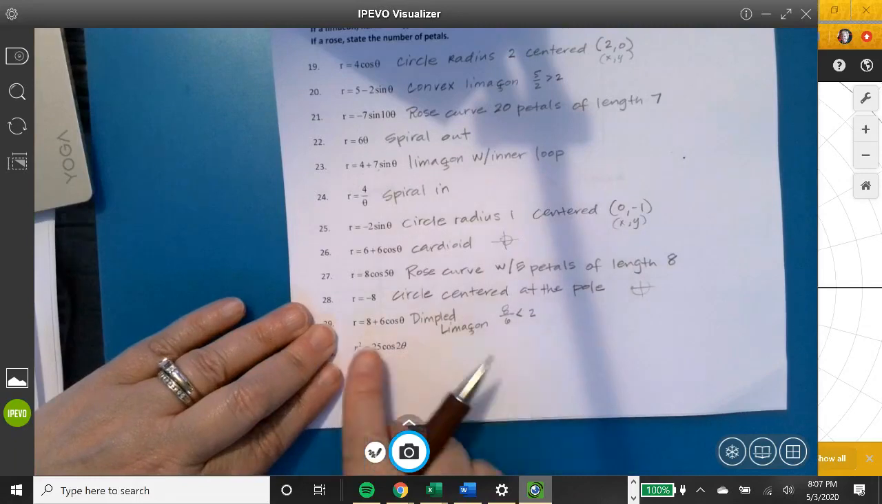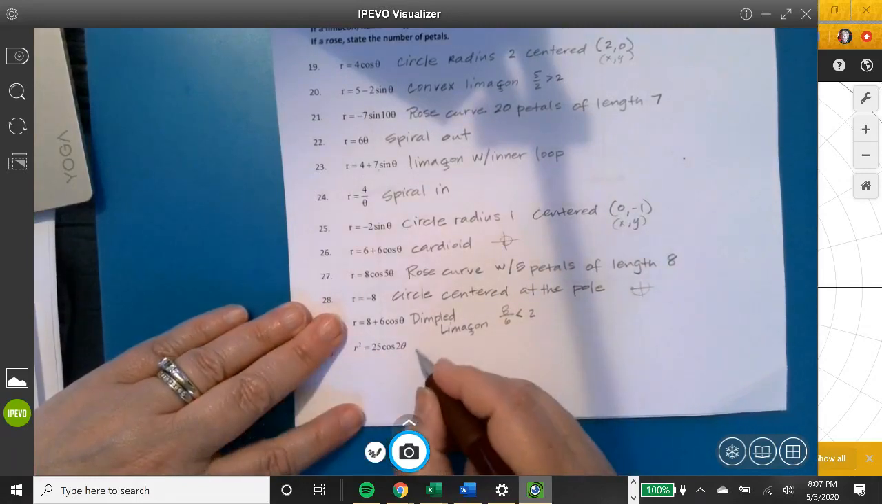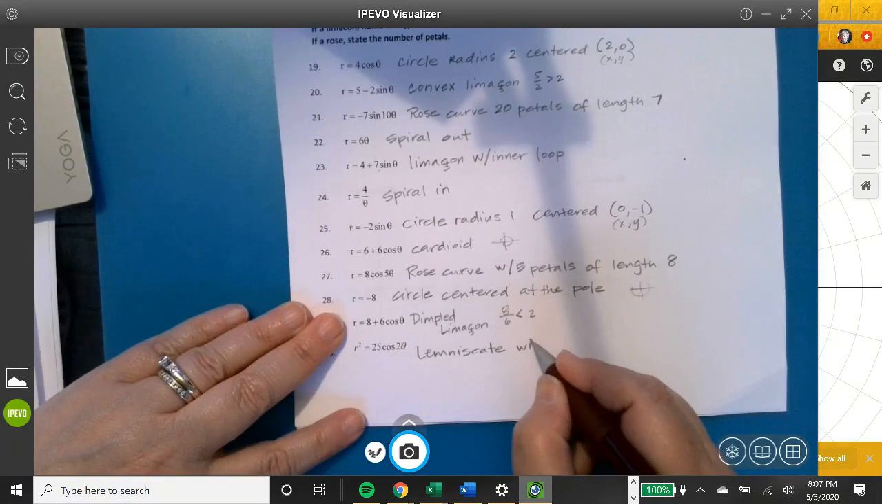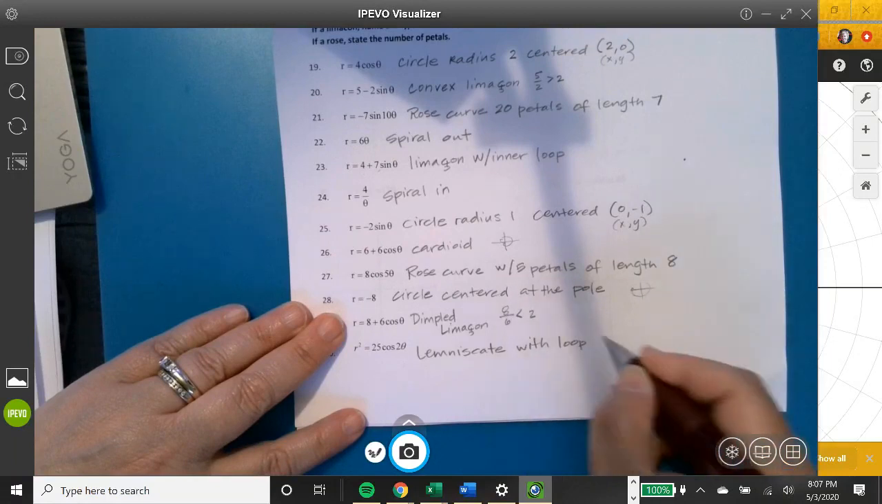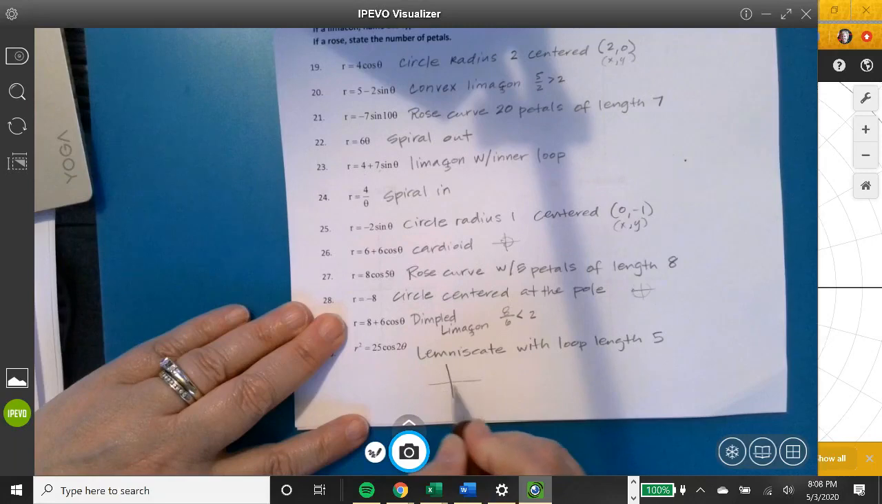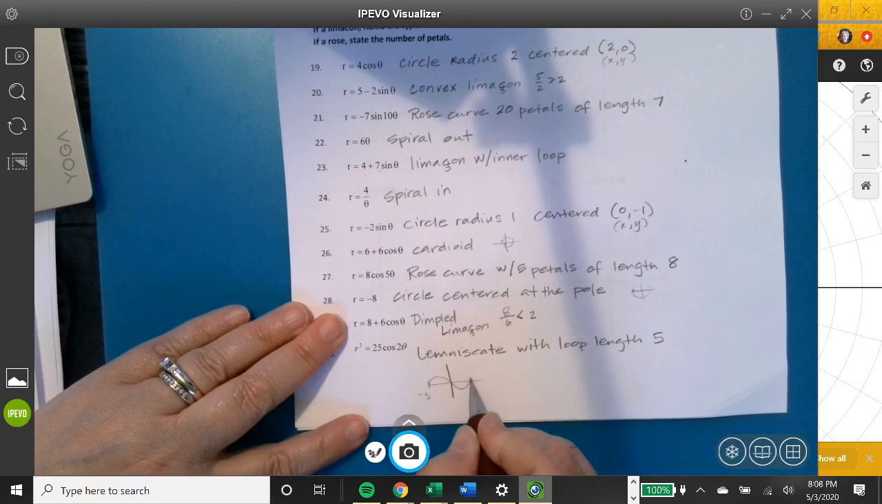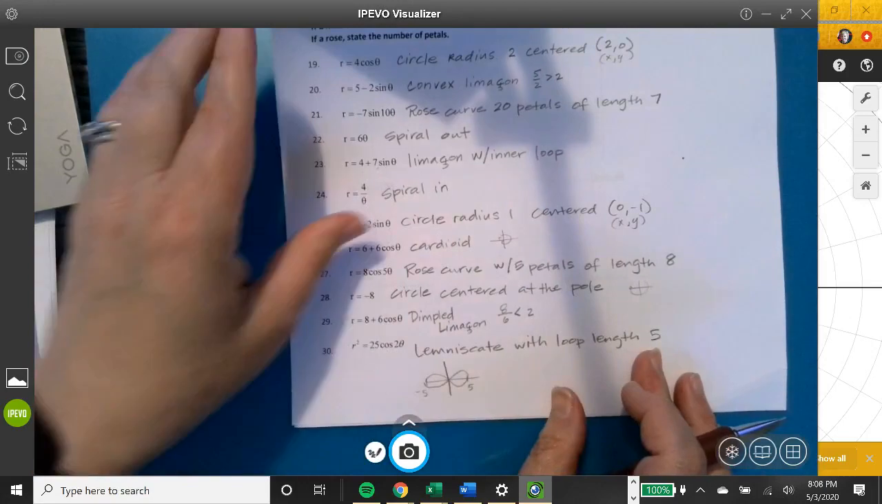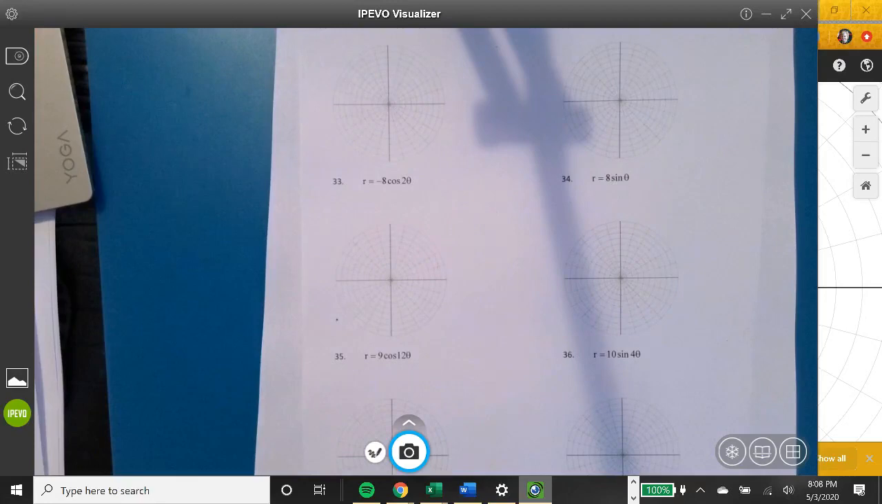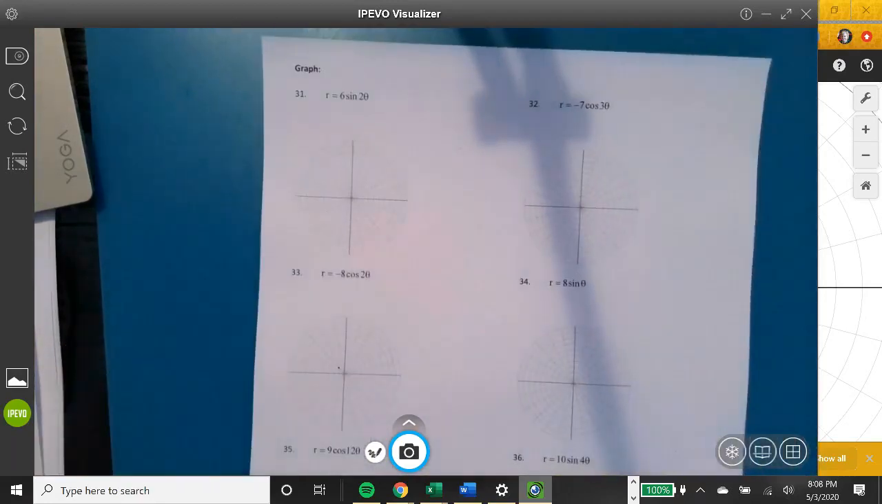All right, and we haven't talked about this one yet, but this one is a lemniscate with loop length 5. And this one, if we were going to graph it, would go out 5, and it'd be -5, and it's going to be our nice infinity symbol here. Okay? All right. Well, hopefully you got all of those right. But if not, we're going to practice a little bit more, and then I'll finish. Hopefully you're going to listen to me on double speed. All right, here we go.